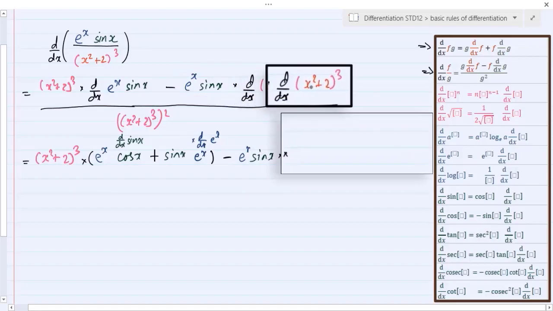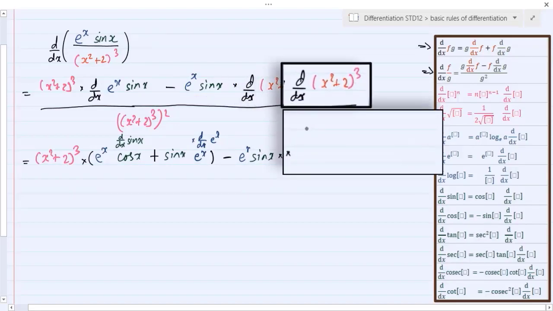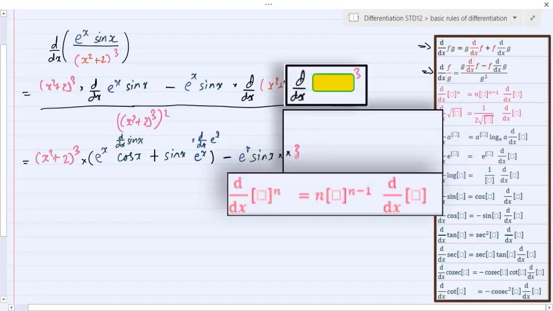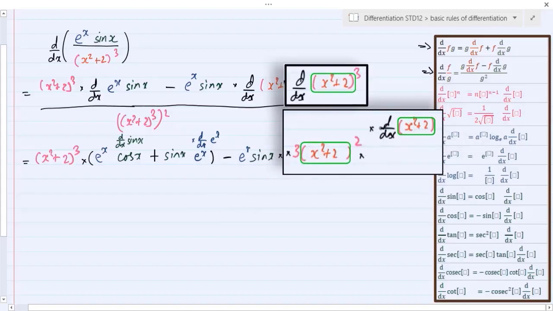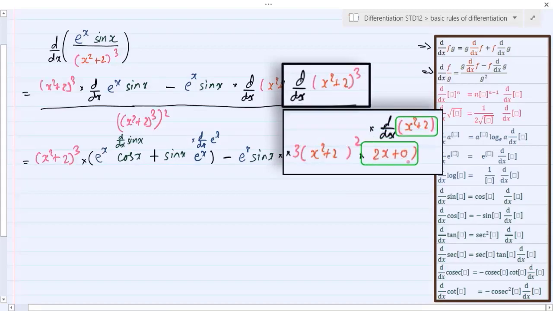We just have to differentiate x square plus 2 the whole cube, and for that we have to apply chain rule. Let's say box around the x square plus 2. So we just have to differentiate box cube, which is nothing but 3 box square into d by dx of box. Within the box we have x square plus 2.